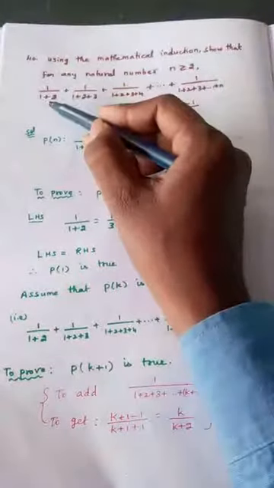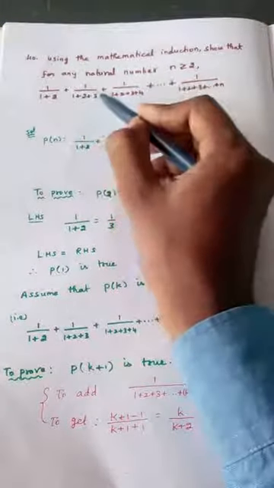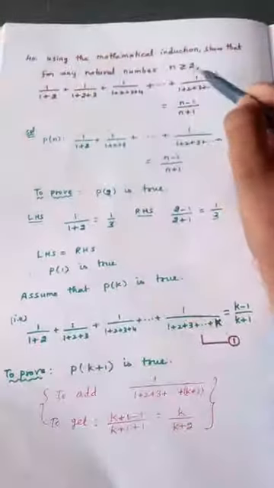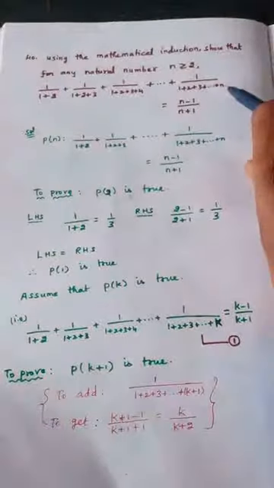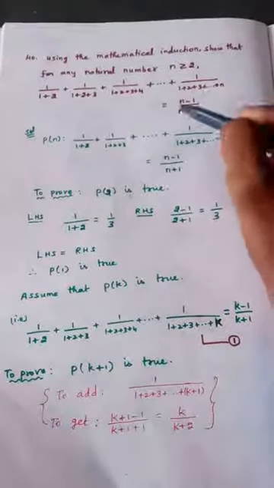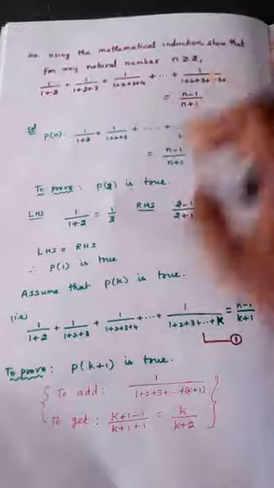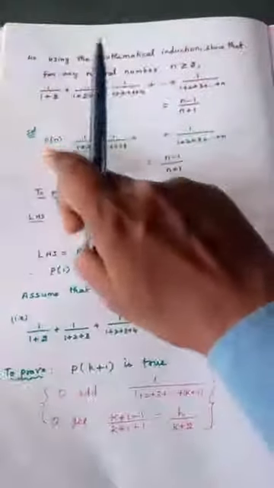So this is the statement: 1 by 1 plus 2, plus 1 by 1 plus 2 plus 3, plus 1 by 1 plus 2 plus 3 plus 4, plus etc., plus 1 by 1 plus 2 plus 3 plus etc. plus n, is equal to n minus 1 by n plus 1. So what is the question that we should take as our statement? That is P of n.